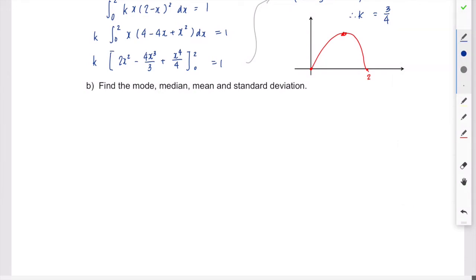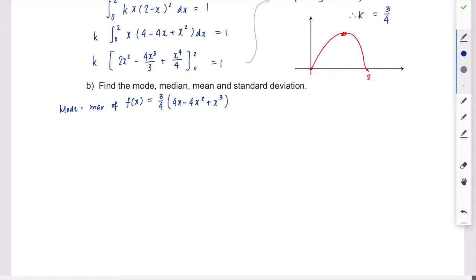So part B, find the mode, median, mean, and standard deviation. So let's start with the mode. I need to find the max of f of x. So what will be a convenient thing to do to find a maximum of a function? Of course, the first derivative. So f of x, let's write this out. This is 3 over 4 times 4x minus 4x squared plus x cubed.